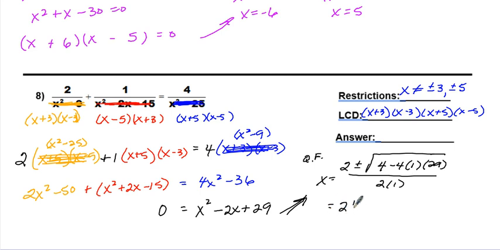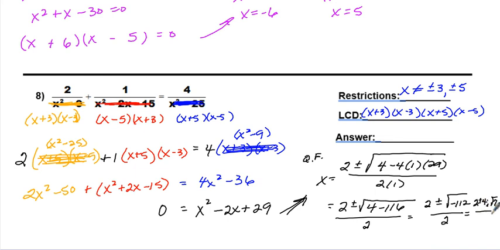That gets me down to 2 plus and minus the square root of 4 minus 116 over 2. This gets me down to 2 plus and minus the square root of negative 112 over 2. And the last little simplification, I try to pull perfect squares out. I definitely need to pull this i out of here, the square root of negative 1. I found a 16 in here, so I'm going to write this as 2 plus and minus 4i times the square root of 7 over 2.